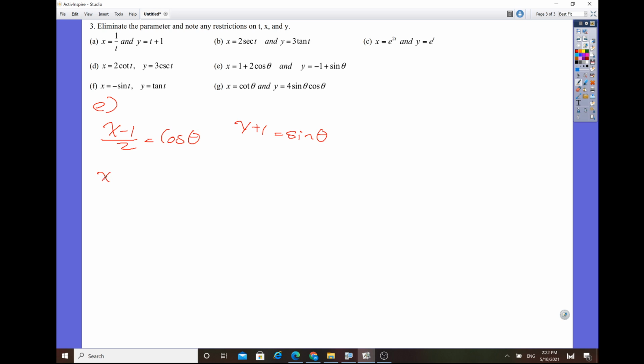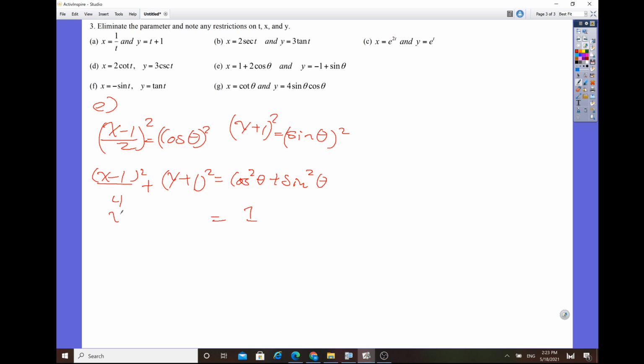So again, combine the equations. Well, before we combine them, square both sides first. So we do have (x minus 1) squared over 4, plus (y plus 1) squared, that equals cosine squared of theta plus sine squared of theta. And for those wondering what this one is, it's just the equation of an ellipse. It's a horizontal ellipse. You guys do recognize that from what we did last year, Algebra 2.